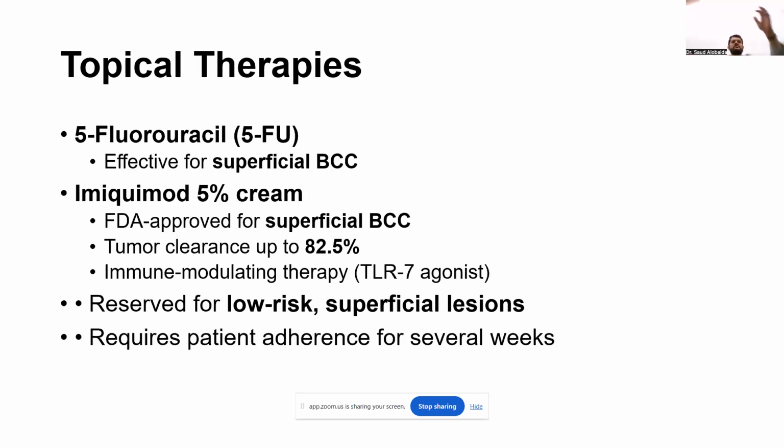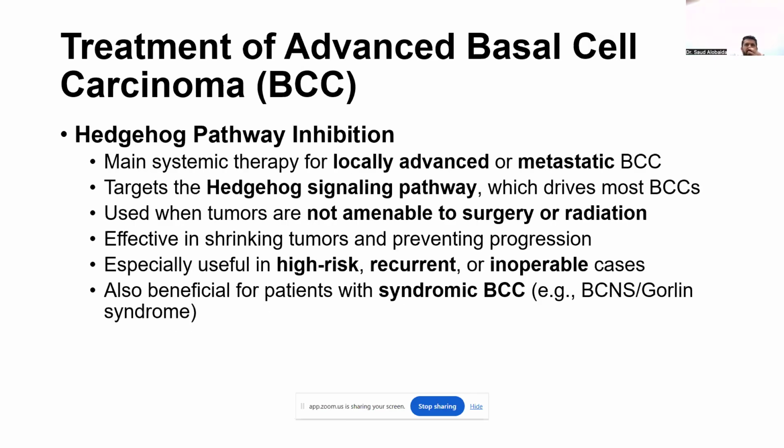Topical therapies, 5FU, you can use it, very effective and it's good. Imiquimod is another option and has good clearance rate. You only spare these for superficial subtype. Don't want to go for nodular or deep ones.